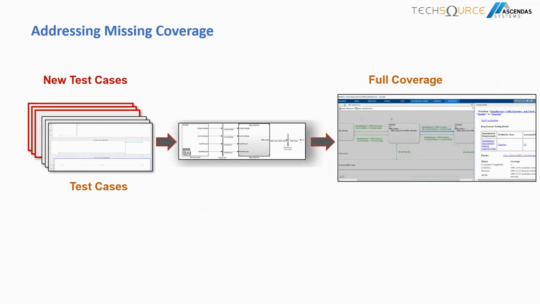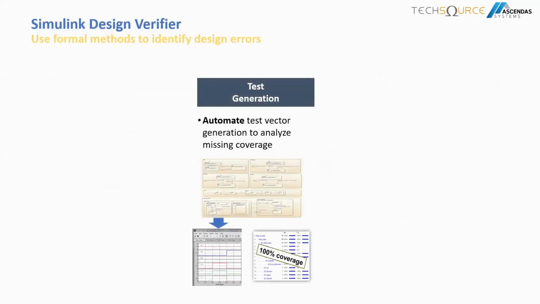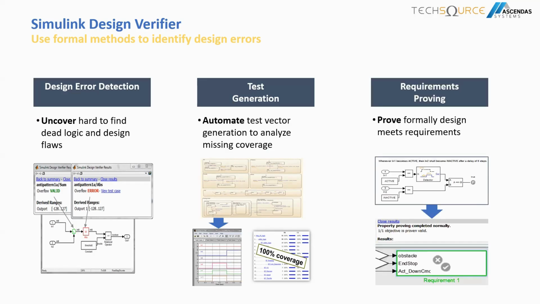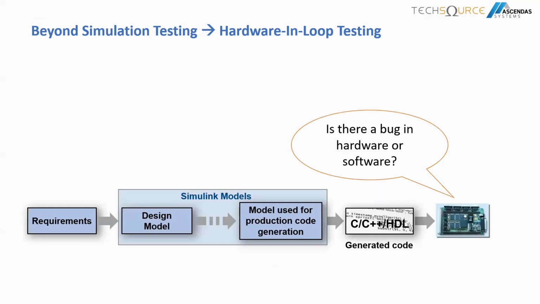This next one is more about design error detection. Simulink Design Verifier uses formal verification for design error detection in your models, and generates test vectors for formally proving whether you are meeting your requirements. Beyond that, we must test algorithms not only in the models that we have, but we also want to test these algorithms on real hardware.